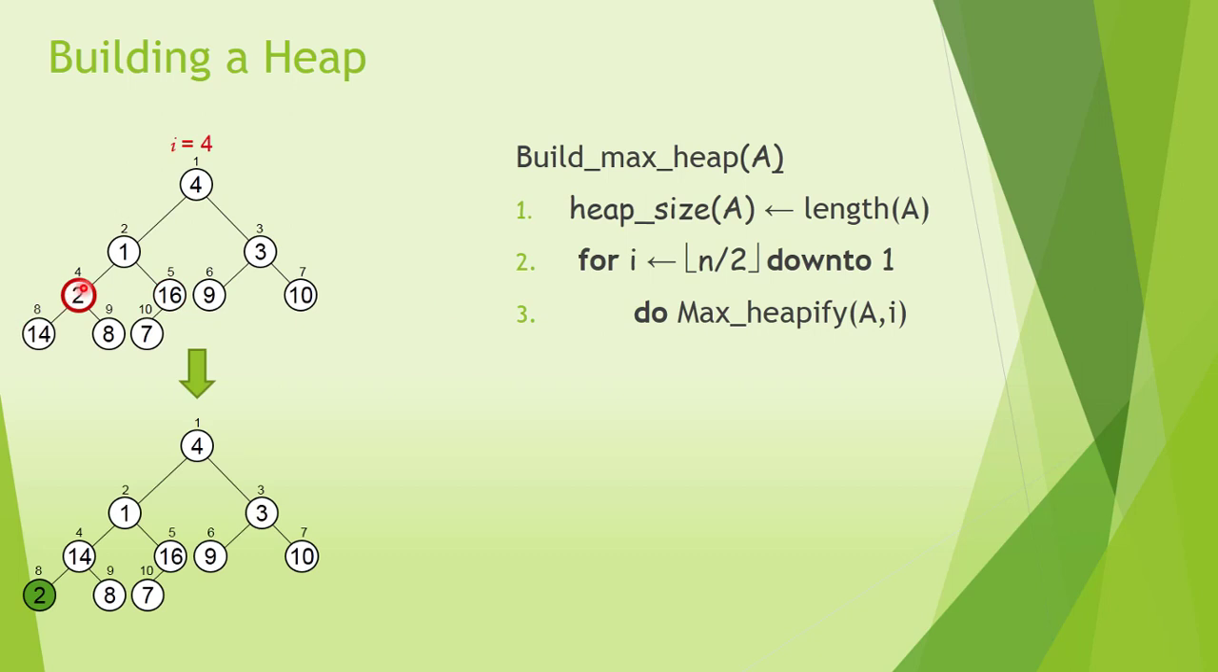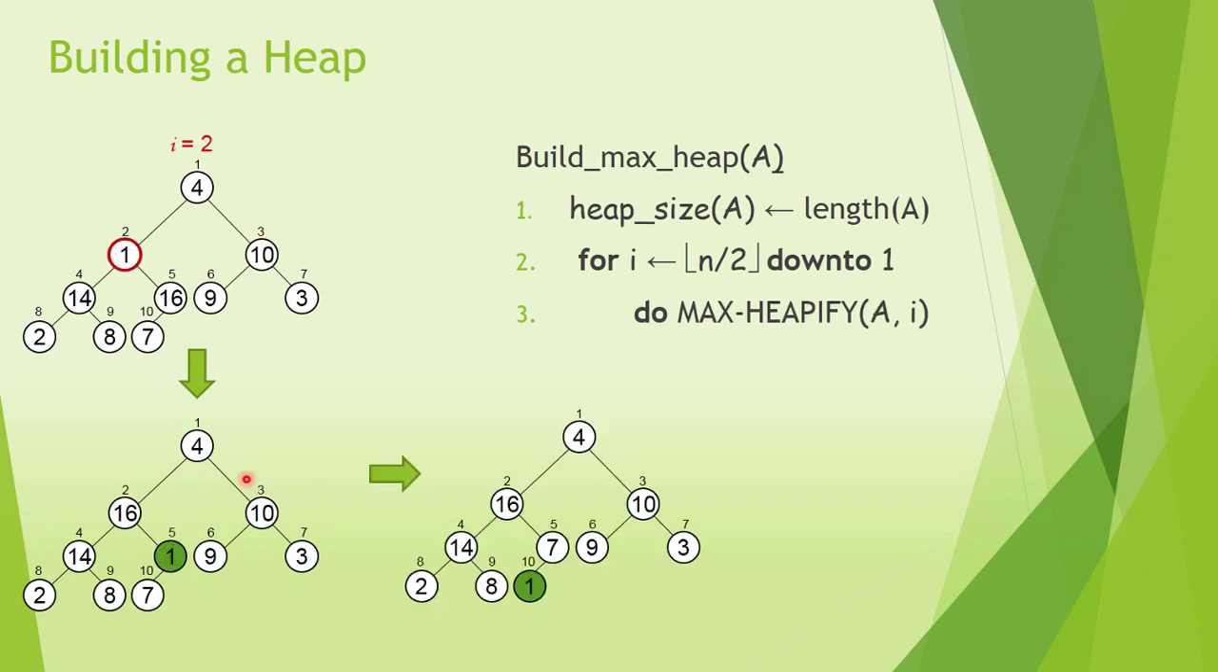So max-heapify of i will be applied to this portion. Here we have three values, 2, 14 and 8. 14 is largest, so 14 and 2 will be swapped. Next i value becomes 3. So the max-heapify procedure will be applied to this subtree. Again we compare these three elements. Here the largest is 10, so 10 and 3 will be swapped. So you will get this subtree. Next i value is 2.